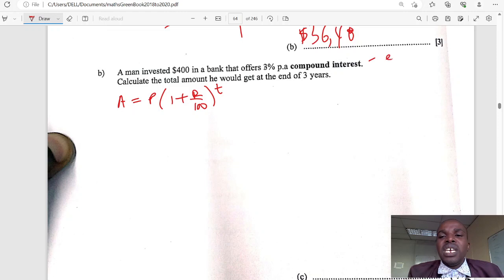So this one is sometimes based on things that have increased exponentially. For exponential increase, it is the same formula. If it was a decrease, it was supposed to be decreasing exponentially, and it's 1 minus R over 100. Take note of that part.